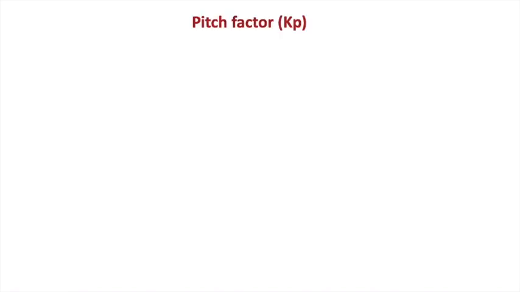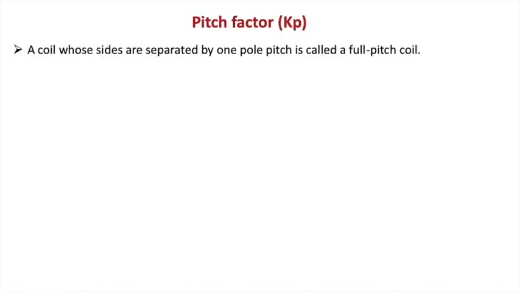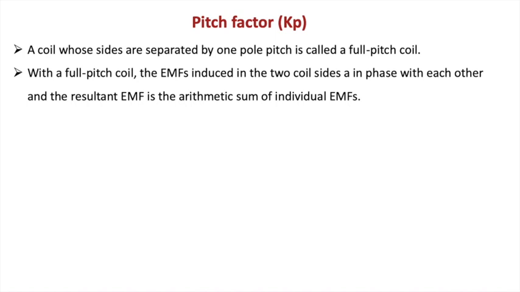So now we'll discuss the pitch factor. A coil whose sides are separated by one pole pitch is called a full pitch coil. This we have already discussed about the full pitch and the fractional pitch in the armature winding discussion. When a full pitch coil is used, the EMFs induced in the two coil sides are in phase with each other, and the resultant EMF is the arithmetic sum of the individual EMFs.